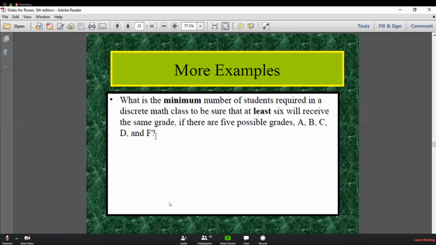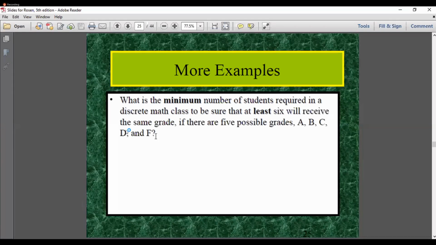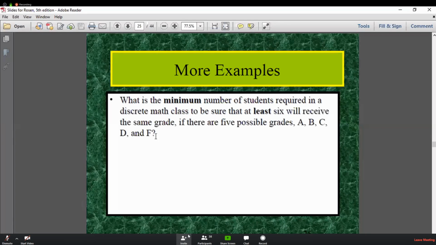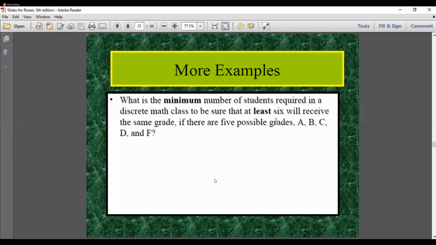Fine. Make it clear, yes, it's a counting technique, and a condition is coming. Which one is the condition? We have to count in such a way that at least 6 will receive the same grade. That's the condition. So we have to see which one is the hole and which one is the pigeon here.